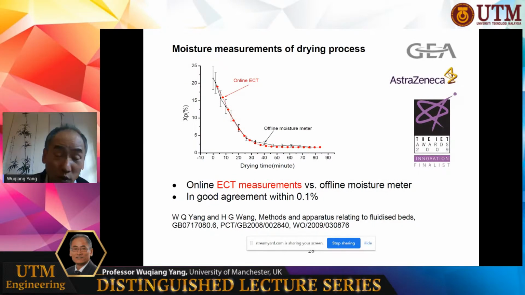Now here is one result, a typical application is the drying process. With the moisture measurement, one curve, this black one, this is by moisture meter. With the moisture meter, we can take a measurement offline. The right one, this is the online ECT measurement. You can see this is a good agreement together. In the end, agreement within 0.1%.